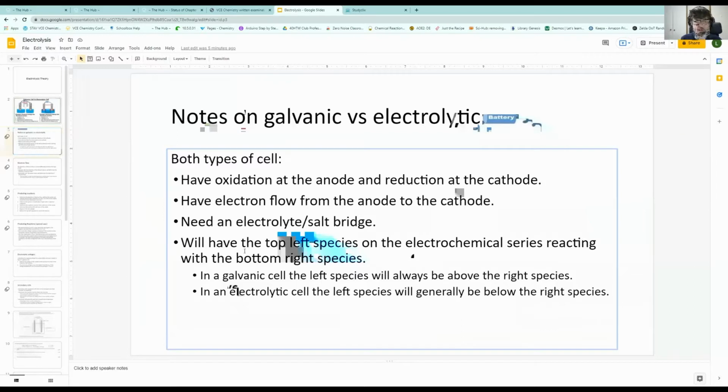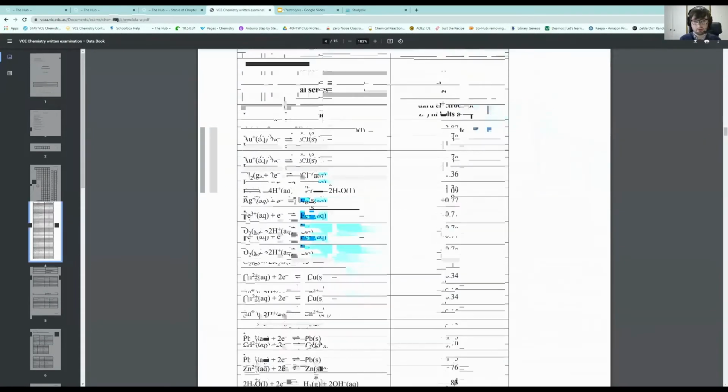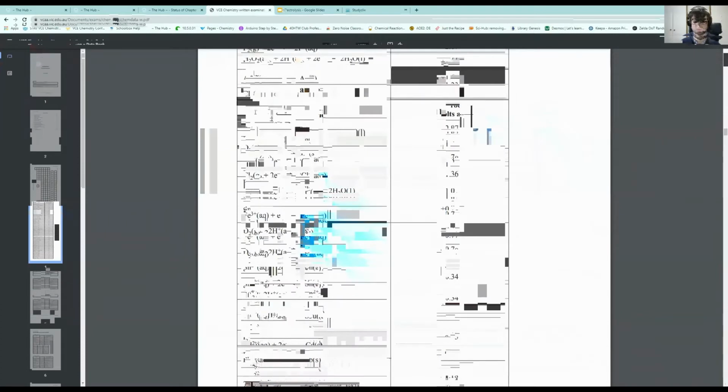So in both types of cells, we're always going to get the thing that's on the top left reacting with the thing that's on the bottom right on the electrochemical series. So if we have some chlorine gas hanging out with some silver, the chlorine gas will react with the silver. Now, the relative position of those is what's going to decide whether you have a galvanic or electrolytic cell here. So the higher up one is always going to react in any cell.